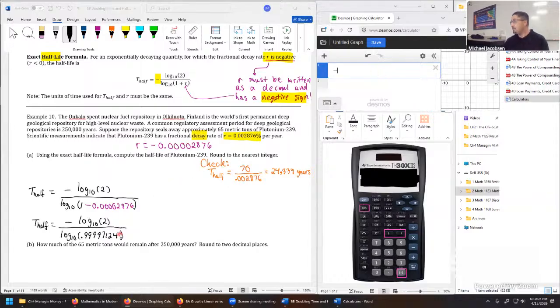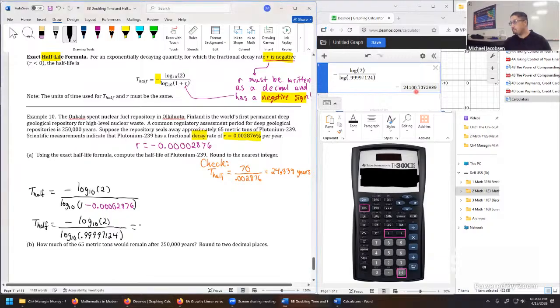So we'll get negative log. On Desmos, log just means log base 10 as a default. So that's all you would have to write. Divide by log 0.99997124. So this comes out as a positive, and we're rounding out to the nearest year, 24,101 years. So that's how long it's going to take just half of the 65 metric tons to decay.